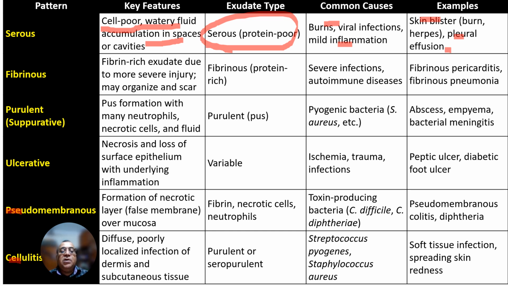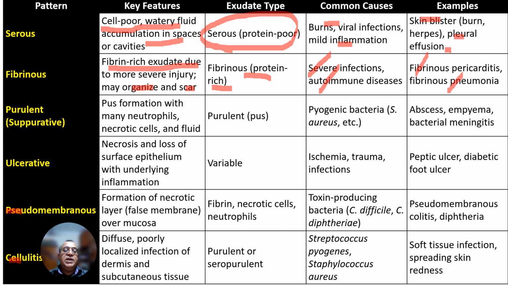Then the fibrinous type of inflammation occurs when there are large pores in the vessel wall that result in fibrin-rich exudate, and it may be due to severe injury, or it may organize and develop a scar. The exudate type is protein rich in this type of morphologic pattern of inflammation. The common causes are severe infection and autoimmune disease, and examples are fibrinous pericarditis and pneumonia.